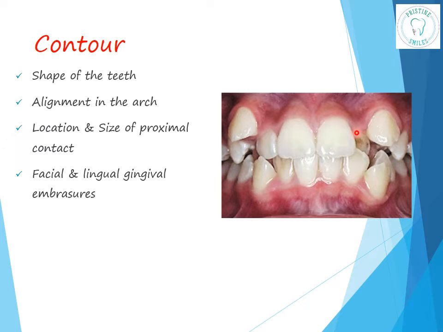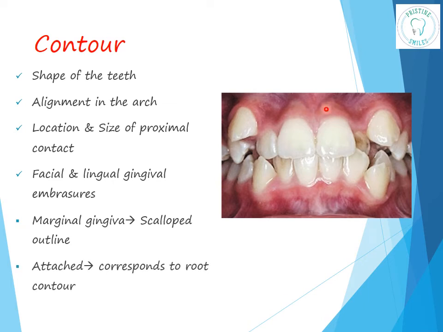Now in case of marginal gingiva, there is somewhat a scalloped outline with flat surfaces, which forms a straight line along the teeth. Whereas in case of attached gingiva, the contour is a little prominent corresponding to the root contour. So if the teeth are placed labially, then the contour is accentuated and the gingiva is placed slightly apically. Whereas if the teeth are lingually placed, then the gingiva is thickened and horizontal.